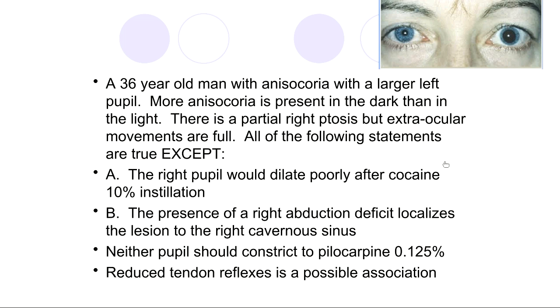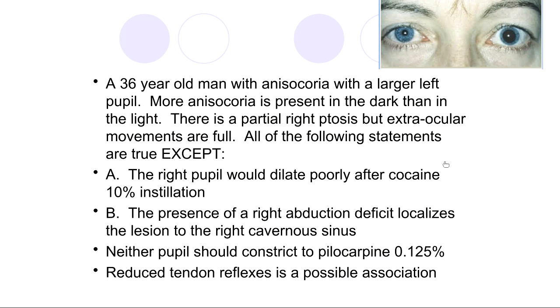Why would you have an abduction deficit? Remember I said that the sympathetic fibers travel along with the sixth nerve fibers in the cavernous sinus. So if you have a lesion in the cavernous sinus, it's going to affect them both because they're right beside each other in the cavernous sinus. All right?